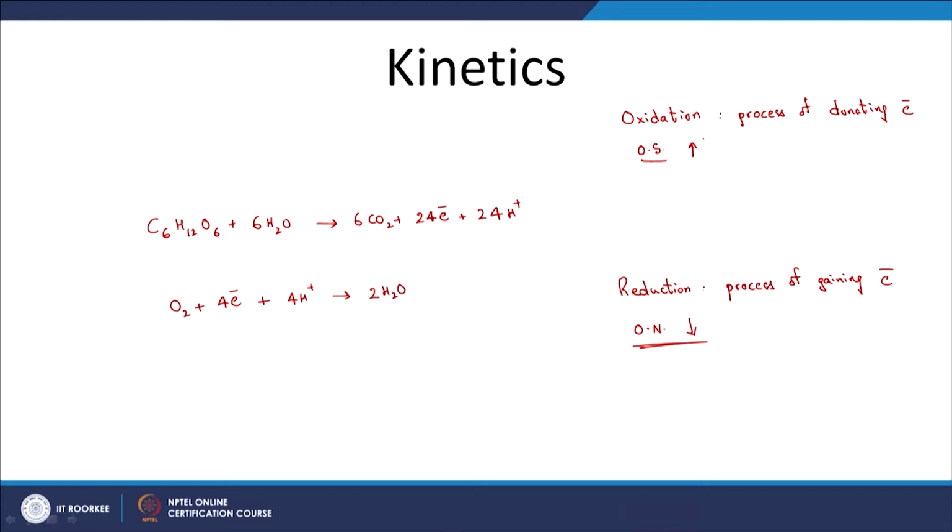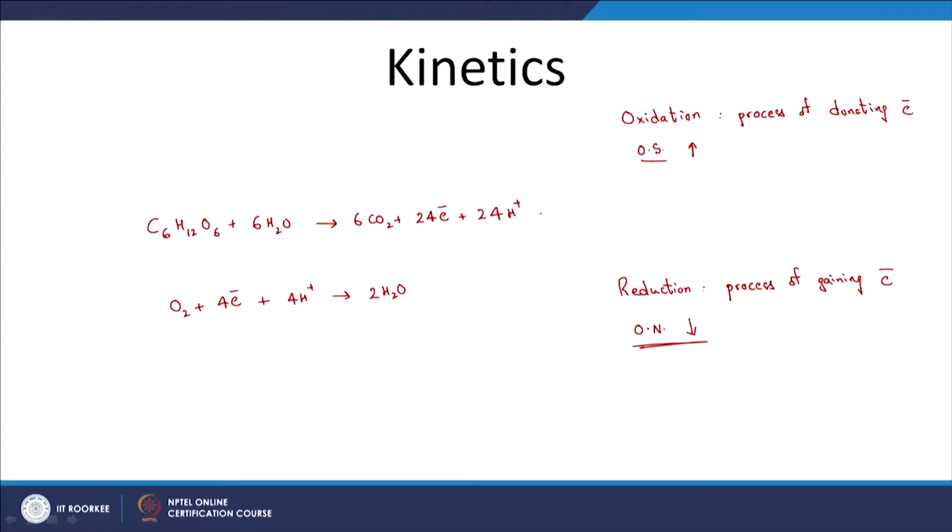So again in reduction, the process of accepting or gaining the electron, because your particular atom, let us say, is gaining the electron, you can understand that the oxidation number is going to be reduced or decrease. And with respect to oxidation, because you are donating the electron or losing electrons, you are going to observe an increase in the oxidation state of your particular atom here, right.